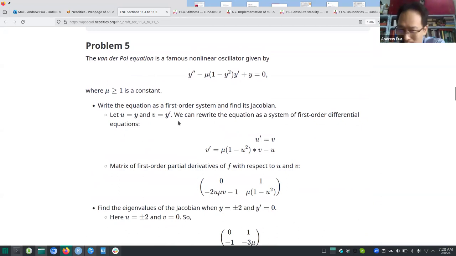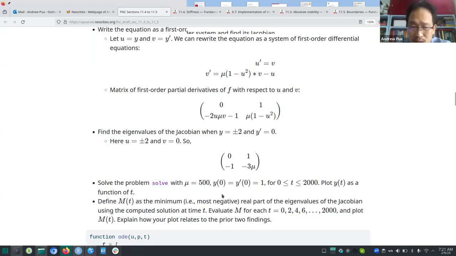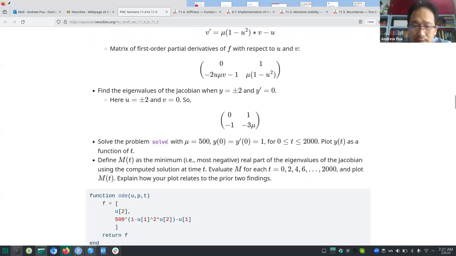So problem 5 is, again, roughly similar as well. And this problem is more to illustrate the point about eigenvalues being very far apart from each other. The idea is that you have this second order differential equation, and then you're supposed to convert it into a first order system, do a linearization, and effectively the linearization will have a constant coefficient matrix. Then you find a solution using solve, and look at the resulting plot of the solutions.